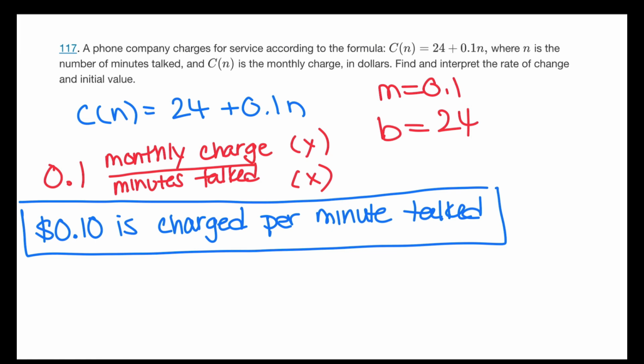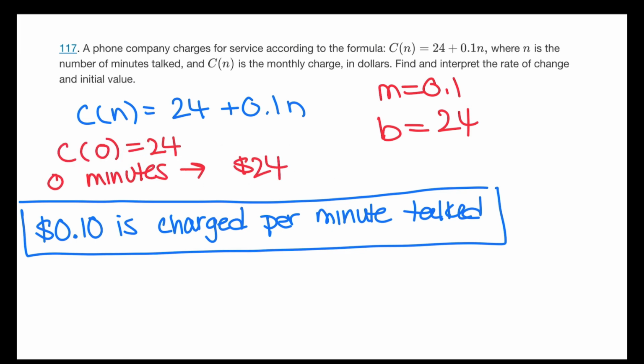So the slope, or the rate of change, is telling me the rate that we're charged at per minute. So we're charged 10 cents a minute. The y-intercept, or the initial value, tells us what happens when we plug 0 into the function. So when n is 0, that means 0 minutes have been talked. So after 0 minutes, our cost is $24.